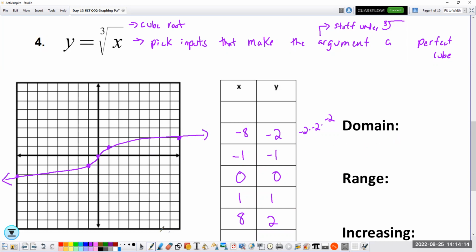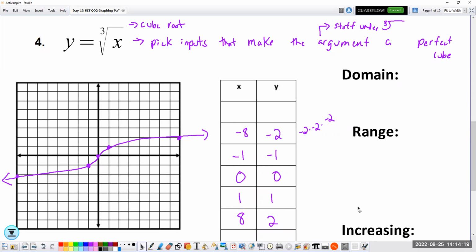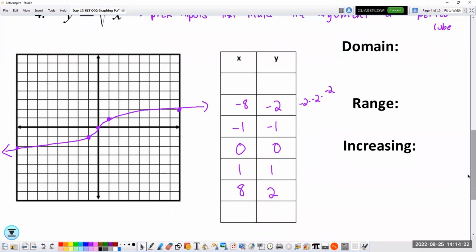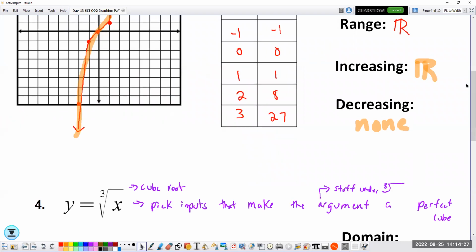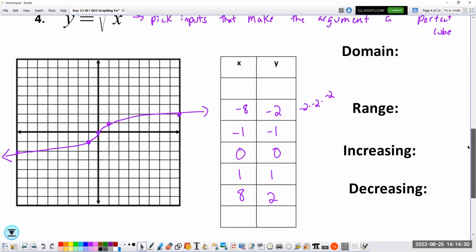Now, when I look at the domain of this function, this one's pretty easy to see because as I look at the graph from left to right, it covers everything. So the domain is all real numbers. The range, even though I don't see it, this graph continues to go up. It's just going up slowly and down slowly. If I were to grab my highlighter and trace it from left to right, it's always increasing and never decreasing.